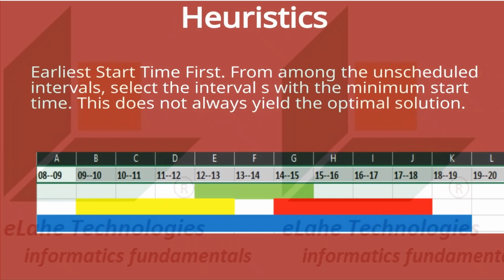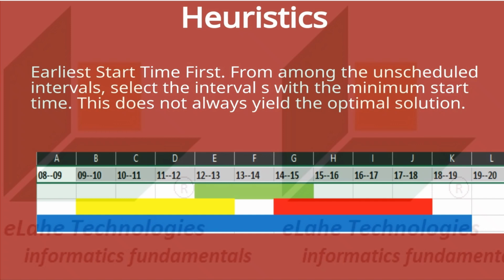Next, we consider the earliest start time first heuristic. From among the unscheduled intervals, we select the interval S with the minimum start time. Then we remove all intervals intersecting with S and repeat. This does not always yield the optimal solution.